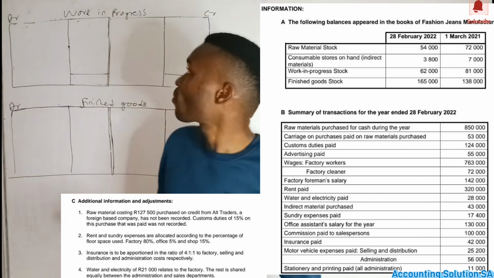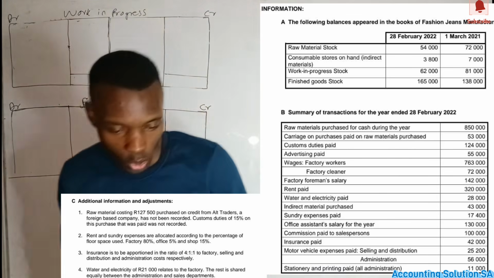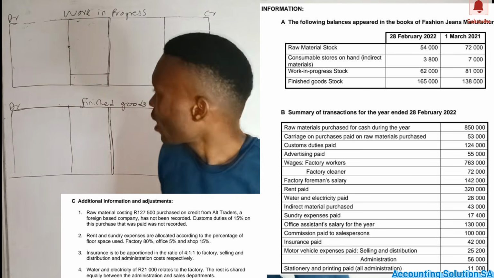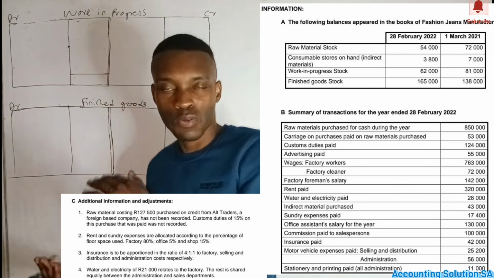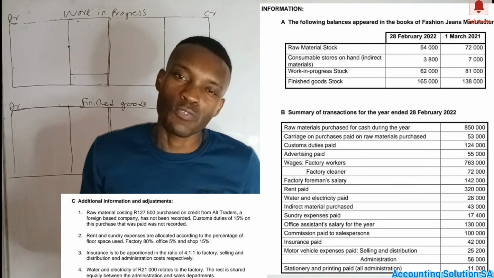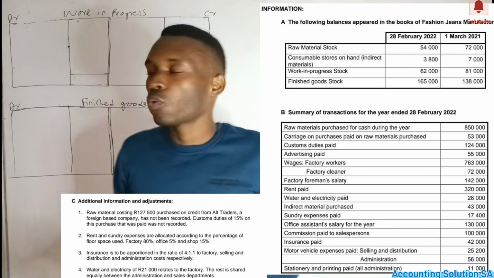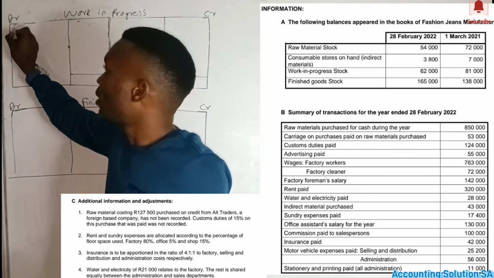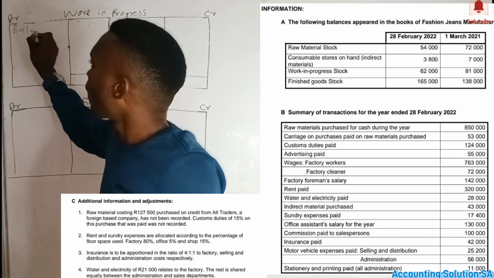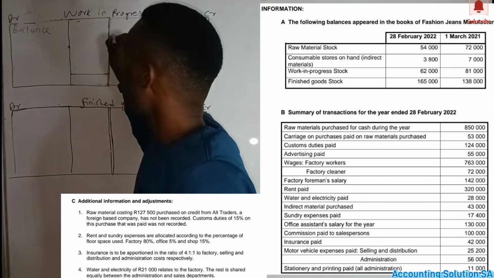So let's continue with work in progress and finished goods. For this account, guys, I believe that the two of them are going to give you 4 marks for free. The first step that you need to do is the opening balance, and the closing balance.